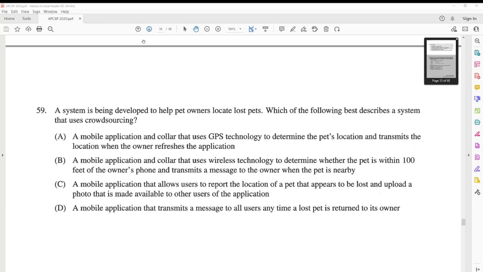So, the application uses GPS to determine the pet's location. No, that's not crowd. There's no crowd related to it here. A mobile application encoder that uses wireless technology to determine whether the pet is within something. No, there's no people involved. A mobile application allows users to report the location of a pet that appears to be lost and upload a photo. Yes, this one is citizen science. There must be people to help the system. So 59 is C.